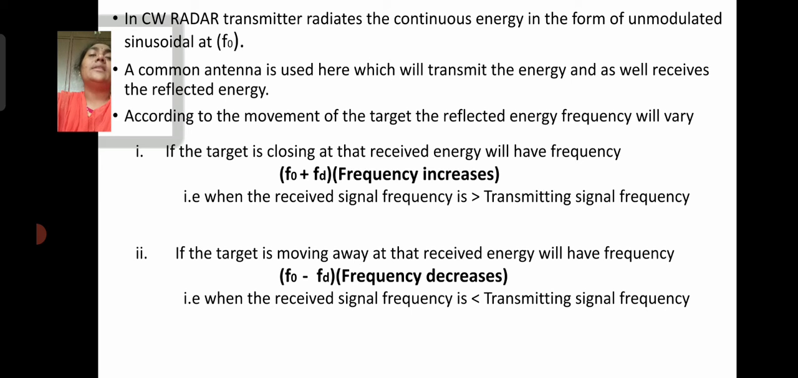So in CW radar the transmitter radiates continuous energy in the form of an unmodulated sinusoid at F0. A common antenna is used here which will transmit the energy as well as receive the reflected energy. According to the motion of the target, the reflected energy frequency will vary. When F0 plus FD, the sum of F0 and FD, gives an increased frequency, then we can say the target is closing to the radar, that is, when the received signal frequency is greater than the transmitting signal frequency. If the target is moving away, the received signal is less than the transmitting signal.